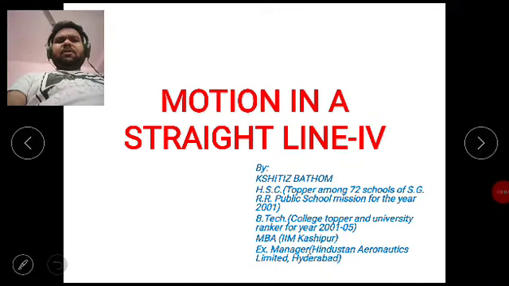Hello friends, I am Kshitij Batham and in today's lecture we are going to study motion in a straight line, part 4. Parts 1, 2 and 3 have already been covered in separate videos. This is part of chapter number 3 of the CBSE NCERT physics book for class 11th.